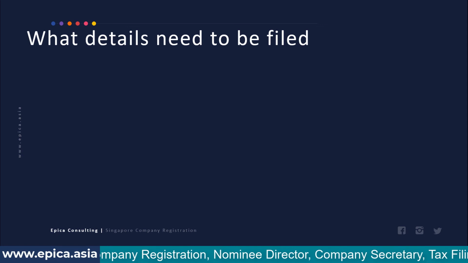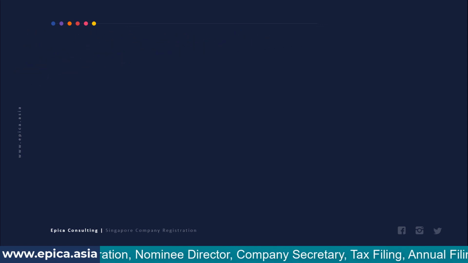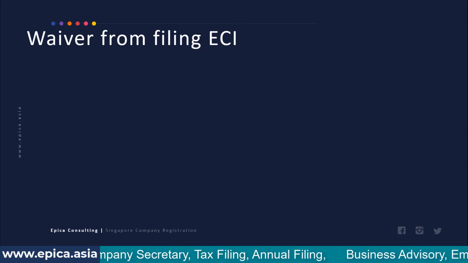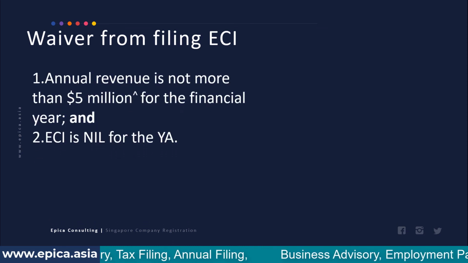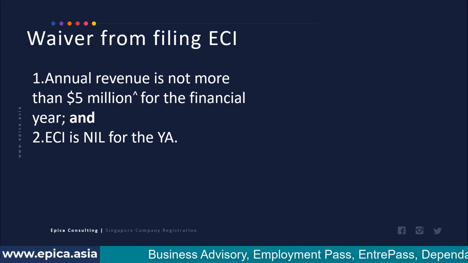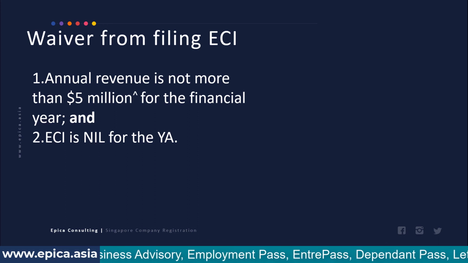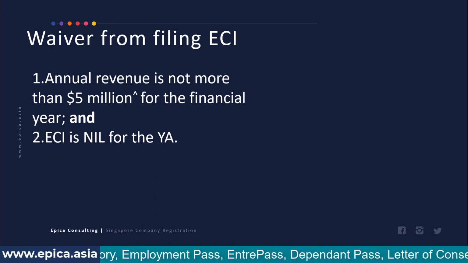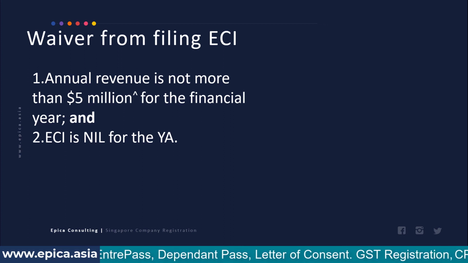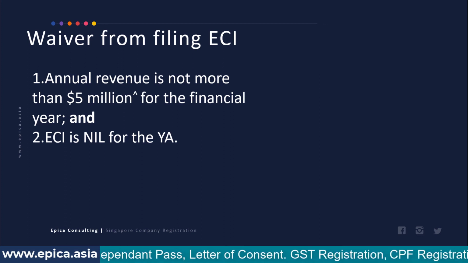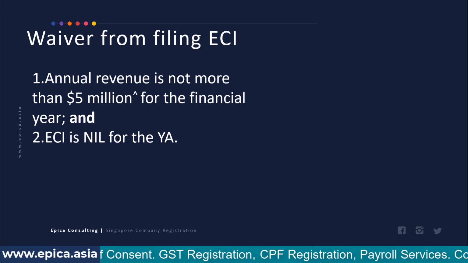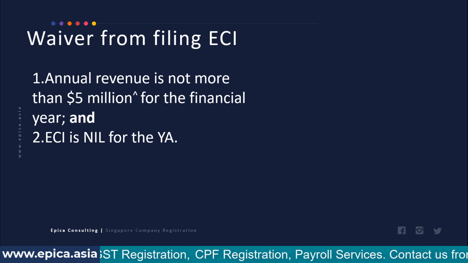But if you first declare 1 million revenue and subsequently you declare only $50,000 revenue, then that might result in a tax audit. The next question then is, is there any waiver from filing ECI, or is every company required to file ECI? There is a waiver if your annual revenue is not more than $5 million for that financial year and ECI is nil for that year of assessment, then you need not file the ECI. Both these conditions need to be satisfied. In a situation where your annual revenue is only $20,000 but your ECI is $10,000, then you will still have to file the ECI form.